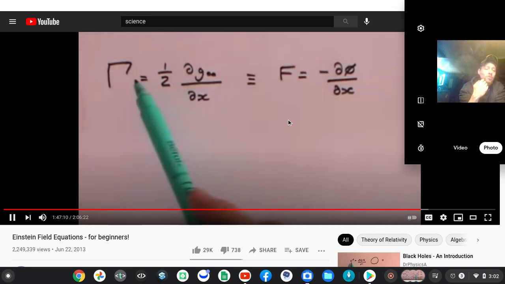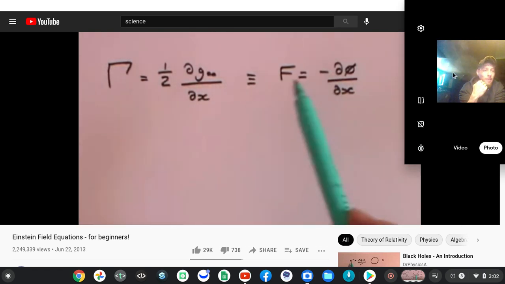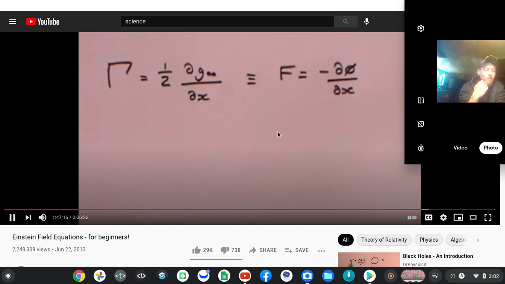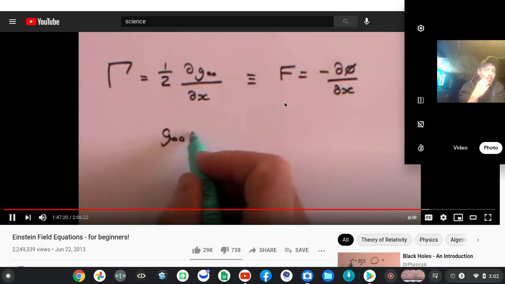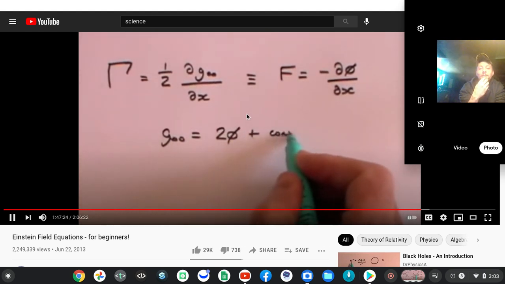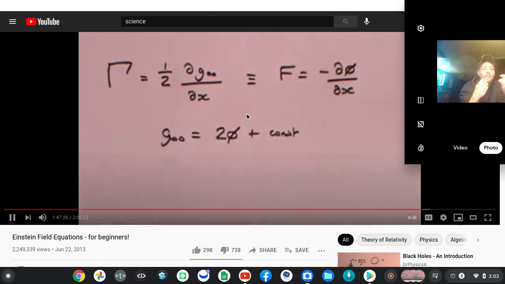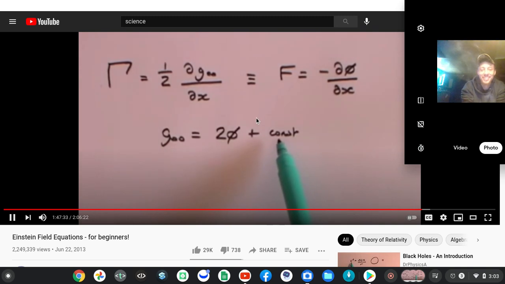So we can see that if gamma is a force term, these two terms are equivalent. And you write that out and you get that g naught naught is equal to 2 phi plus a constant from the integration that you need to do, but you can forget all about the constant because as soon as we differentiate again, that constant will go. There is probably a minus sign in there somewhere.